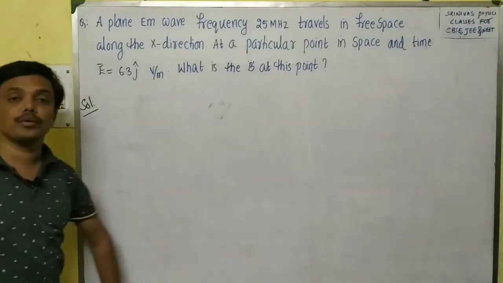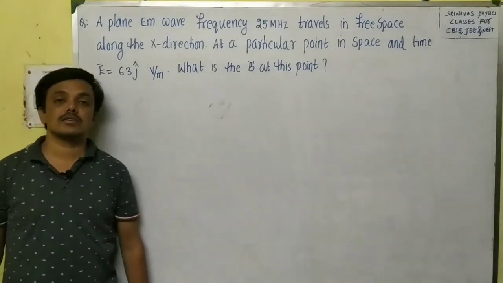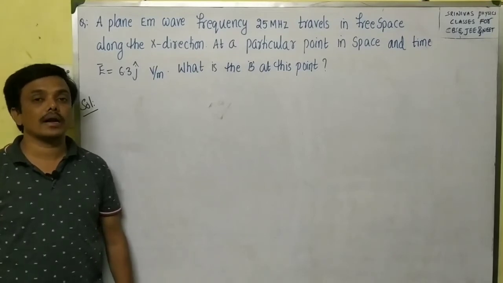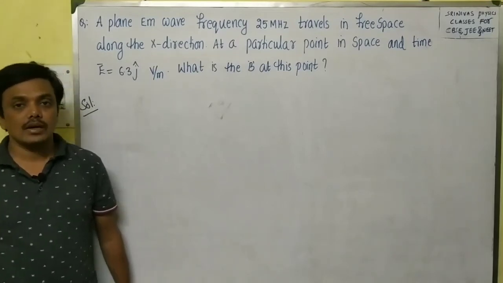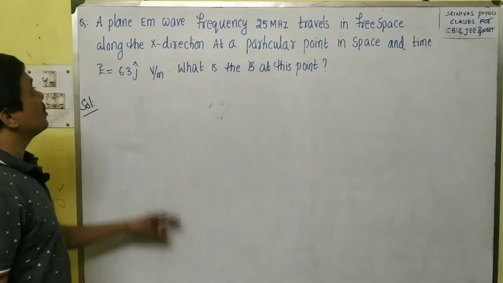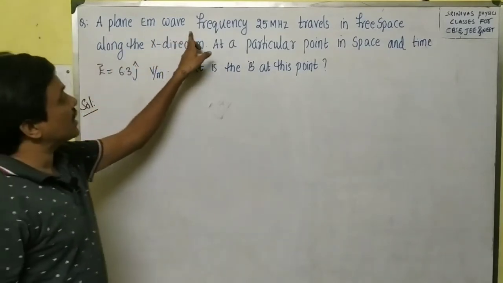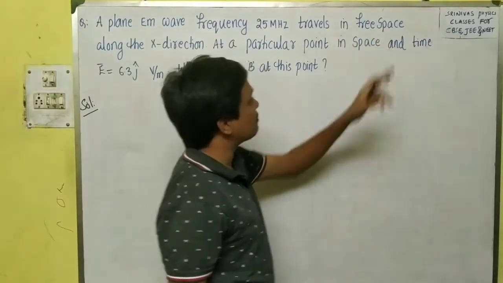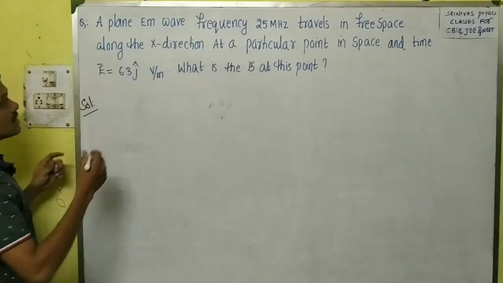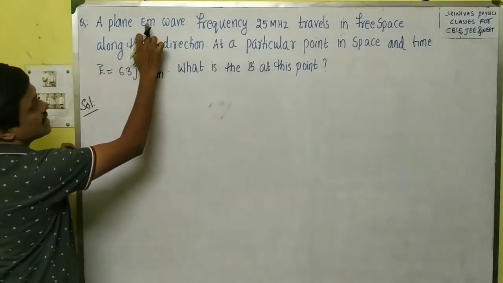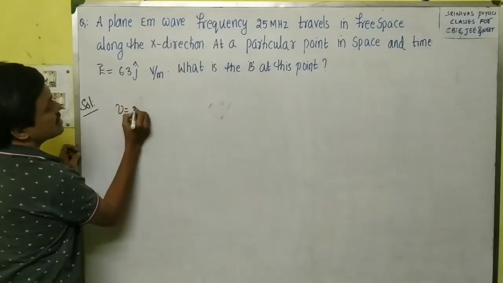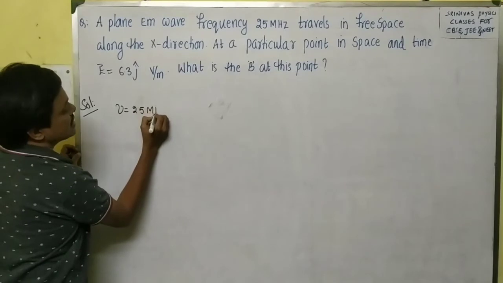Today I am going to explain some problems based on the electromagnetic waves chapter. Let us see now: a plane electromagnetic wave of frequency 25 MHz travels in free space. The electromagnetic wave is traveling in free space, and they gave the frequency as 25 MHz.